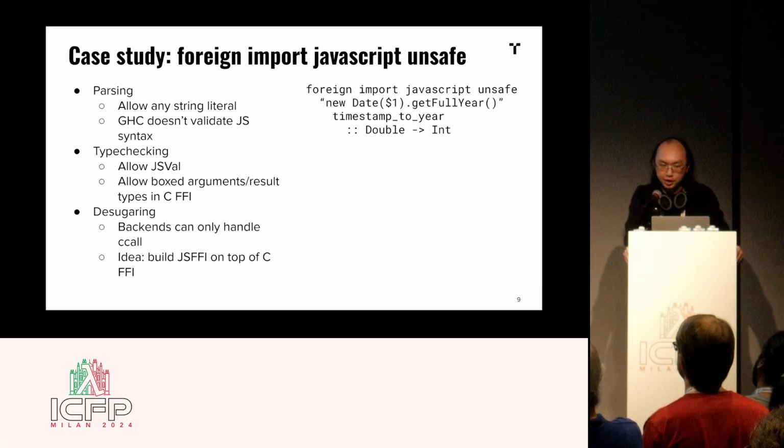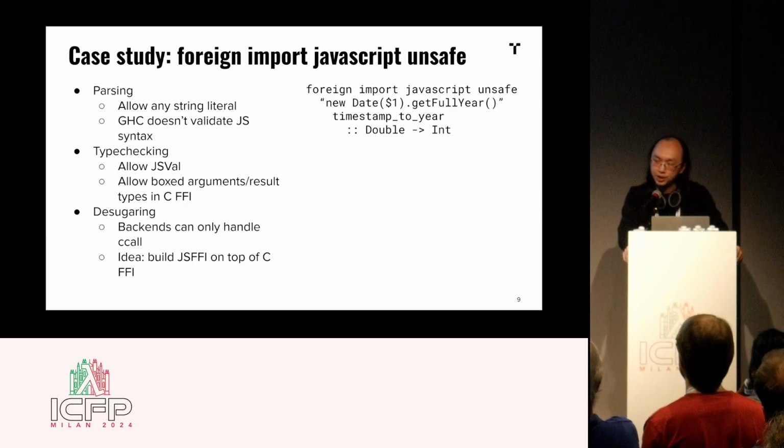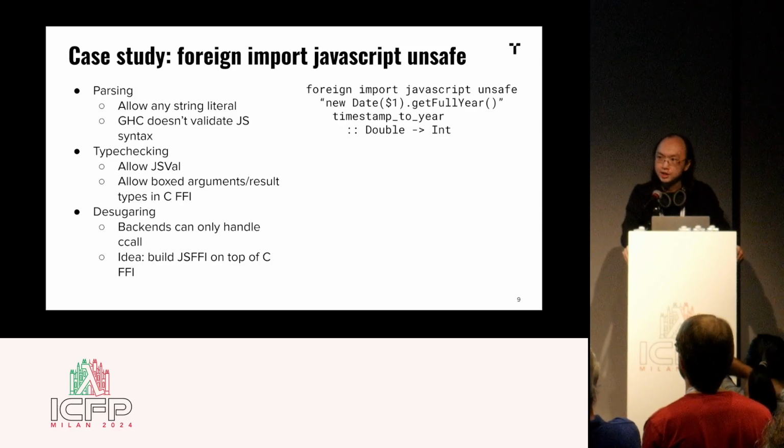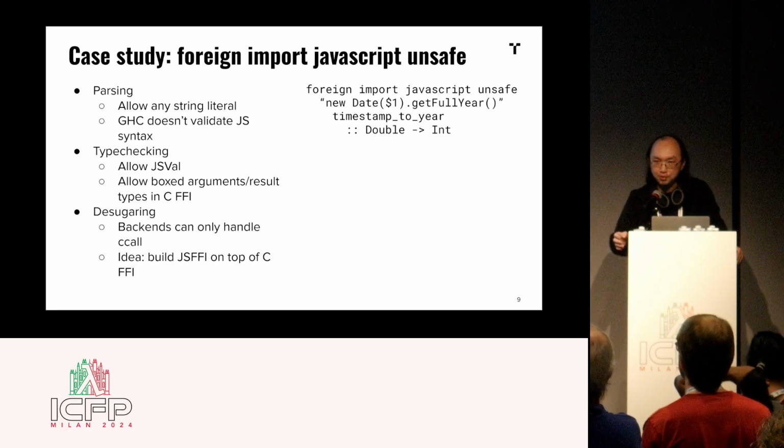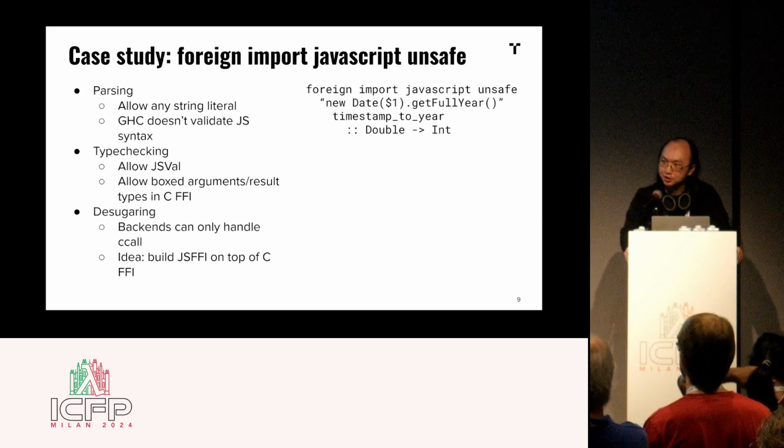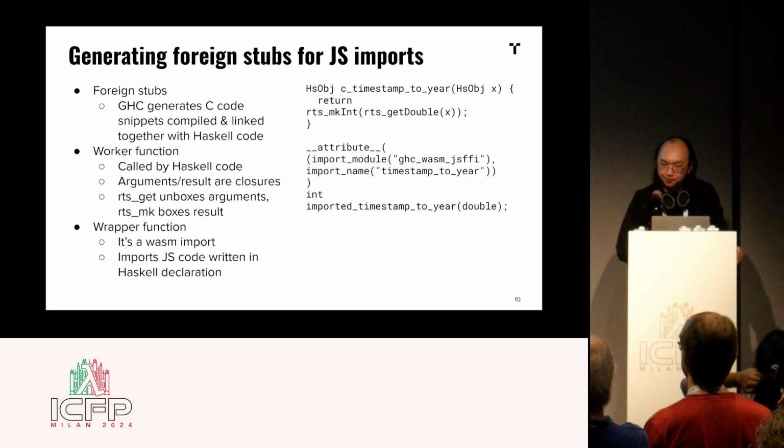And finally, the real interesting part is the desugaring logic. We have to convert this syntax to valid Haskell Core, and that will be lowered by one of the backends. Either the C backend or the native code generator, they only work with the C calling convention or the CAPI calling convention. They only know how to handle calls to C functions. They don't know what JavaScript is anyway. So the essential idea is that we can build the entire JavaScript FFI on top of the existing C FFI mechanism. So we have to find a way to rewrite this declaration to something that is working in C.